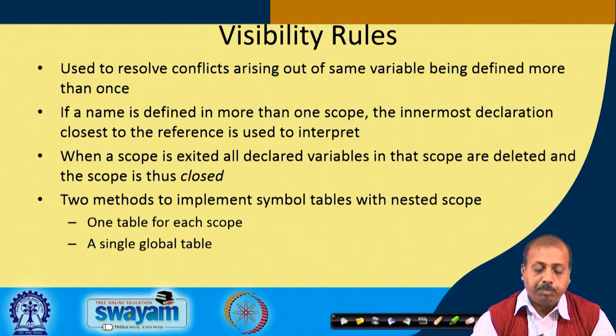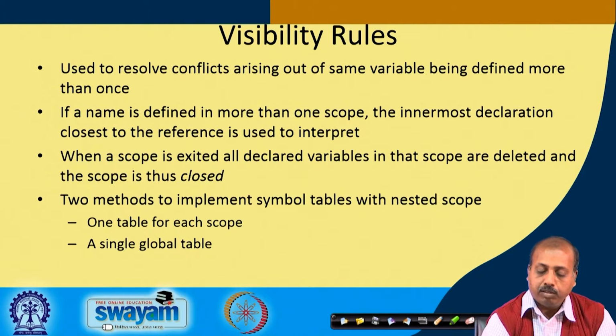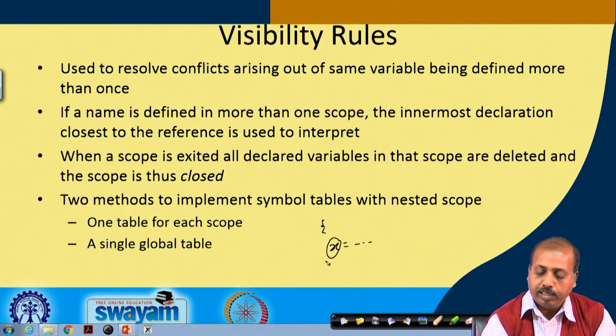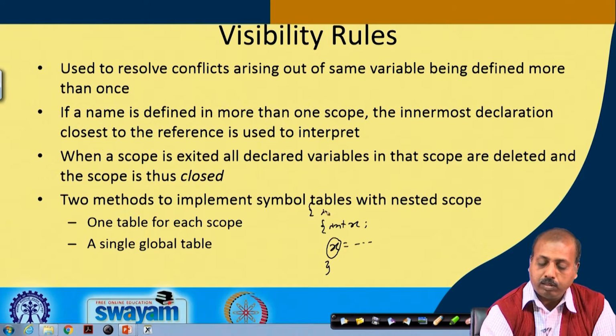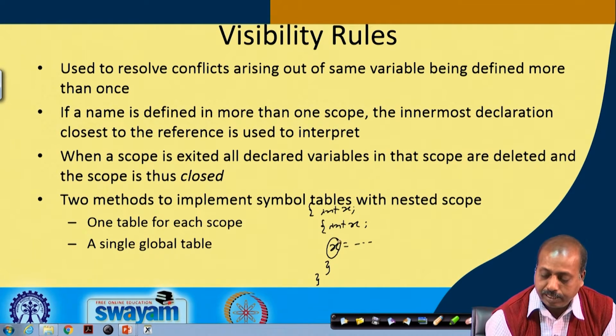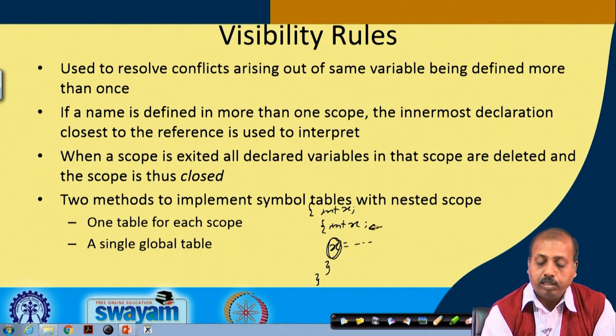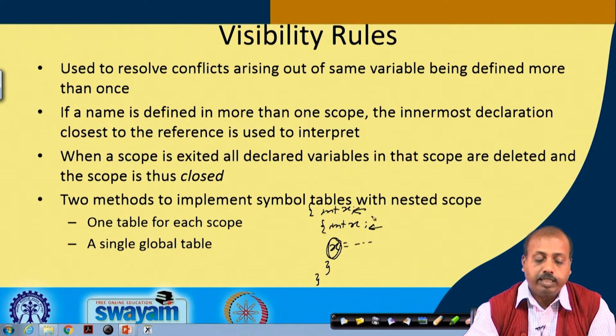Like it may so happen that we have got, say, one x equal to something here, and this x is defined in this block as well as in some outer block. So, in that case the rule says that for getting the reference, it will refer to the local one, the innermost one, and if it is not available in the innermost one, then only the outer one will be used. So, the innermost declaration closest to the reference will be used for the interpretation.